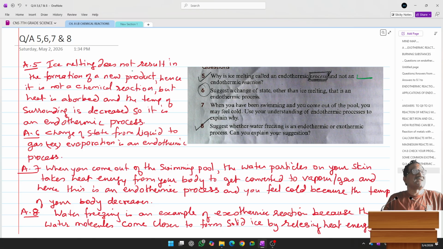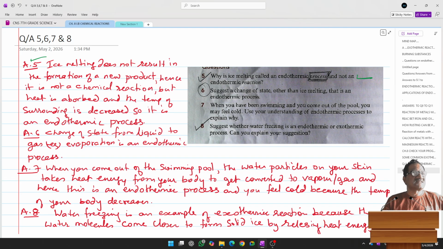Melting of ice is called an endothermic process, not an endothermic reaction. Why? Here is the answer. Ice melting does not result in the formation of a new product. So when the ice is melting, you don't get any new product formed, and hence it is not a chemical reaction. There's only a change of state taking place from solid to liquid. But the heat is absorbed and the temperature of the surroundings is decreased.